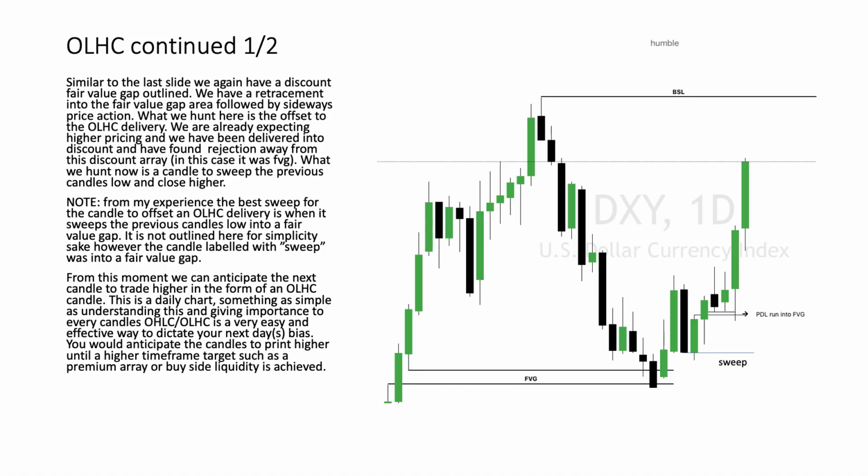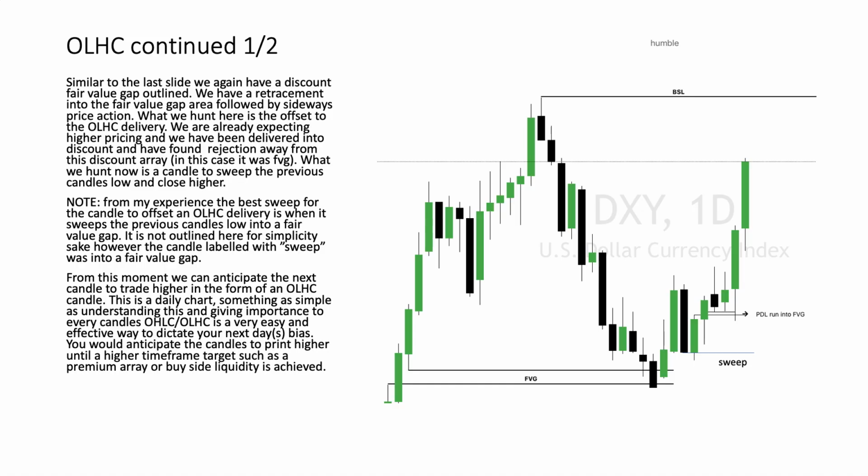Something as simple as just understanding this, right, and giving importance to every single candle and being conscious of everything. What candle is printing right now? What did the one before it do? Is the candle printing now, or the next candle that's likely to print in the form of an open low high close? This is what I want you guys to be conscious of, right? It's a very easy and effective way to dictate your next day's bias, your next weeks, months.